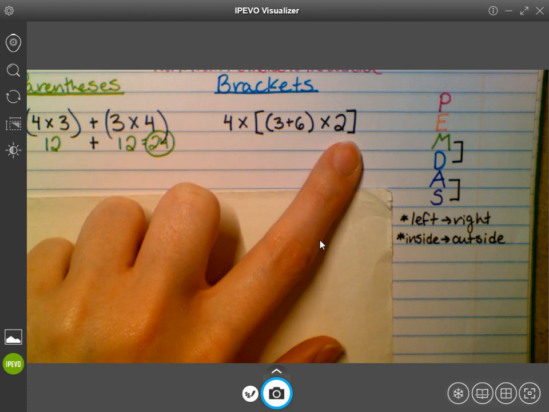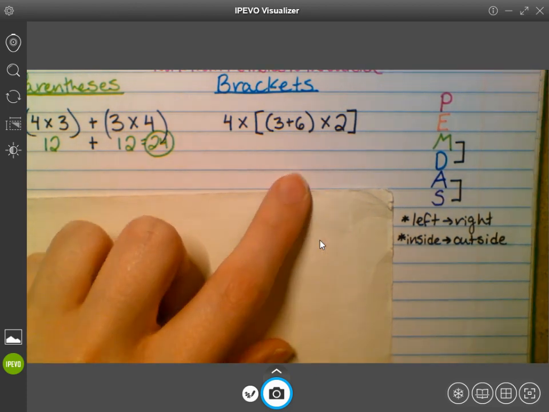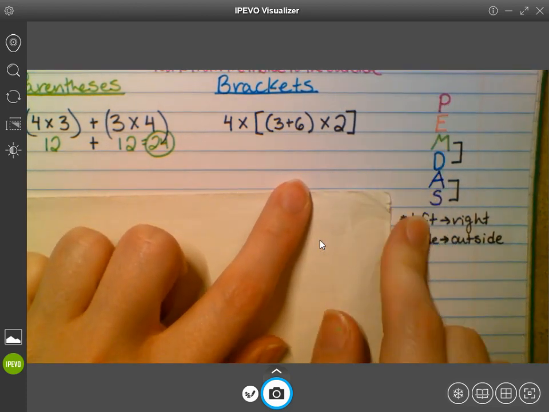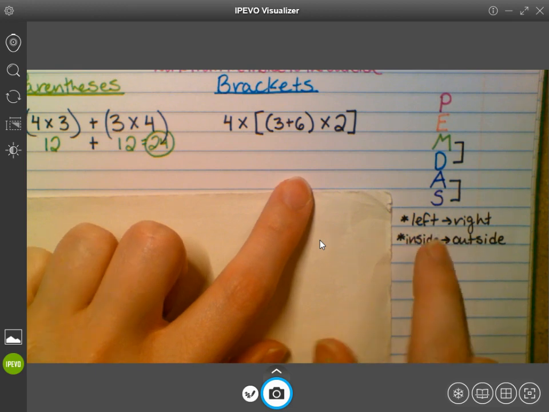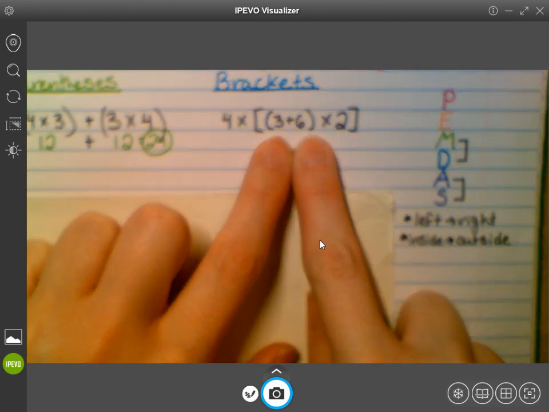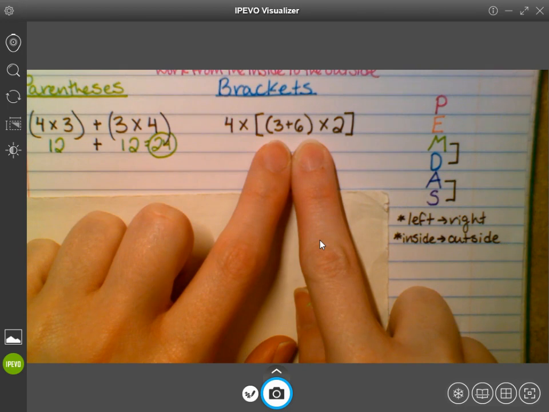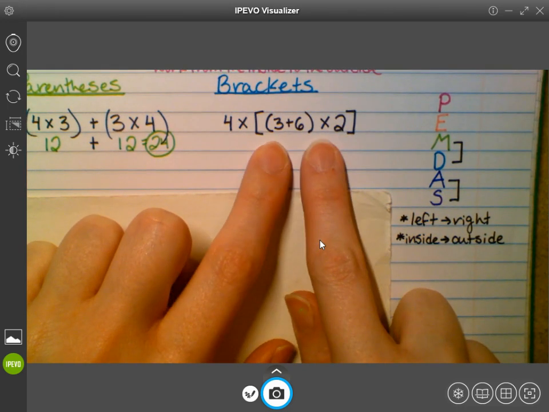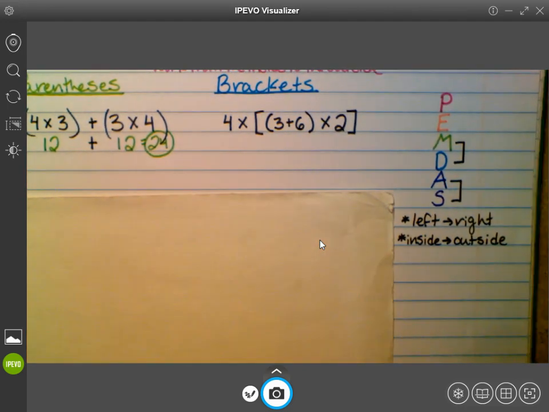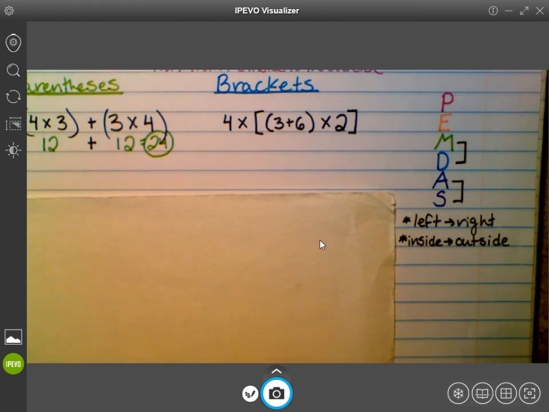Yep. So we need to follow PEMDAS and work left to right. But since I have brackets and parentheses, I need to work inside to outside. So raise your hand if you know what we need to do first with this one. What do we need to do first with this one? What's all the way inside?